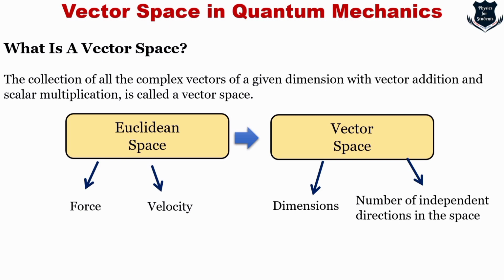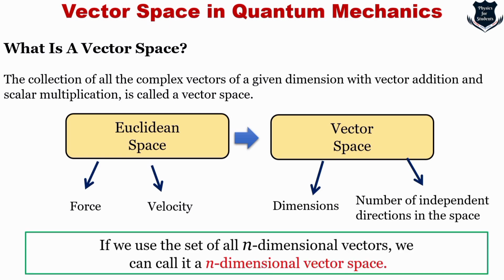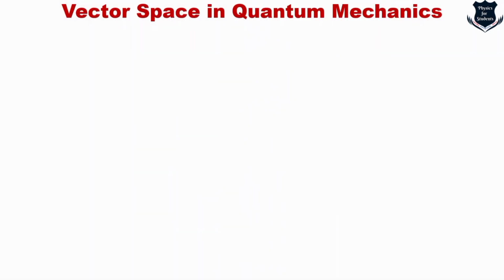In the Euclidean space, we generally denote the scalars as real numbers, and it goes into a field. The force and velocity get generalized to vector space. So if we take all the n-dimensional vectors, we call it an n-dimensional vector space.